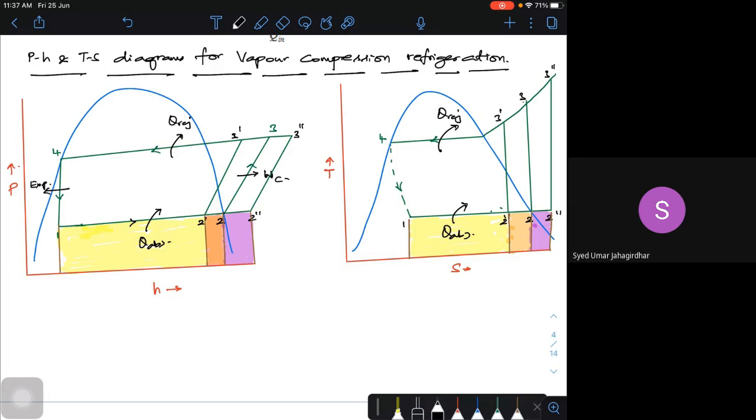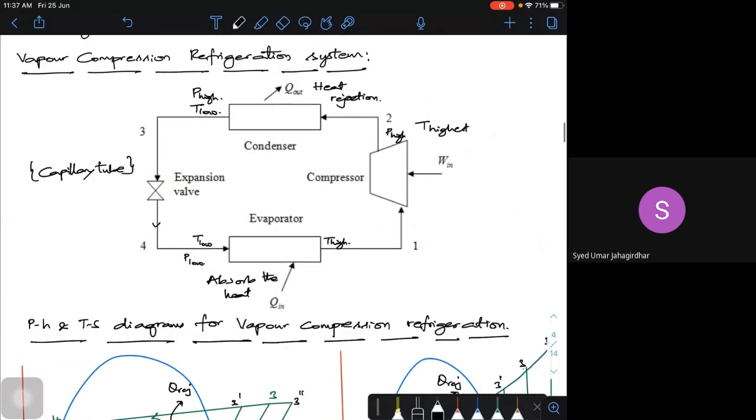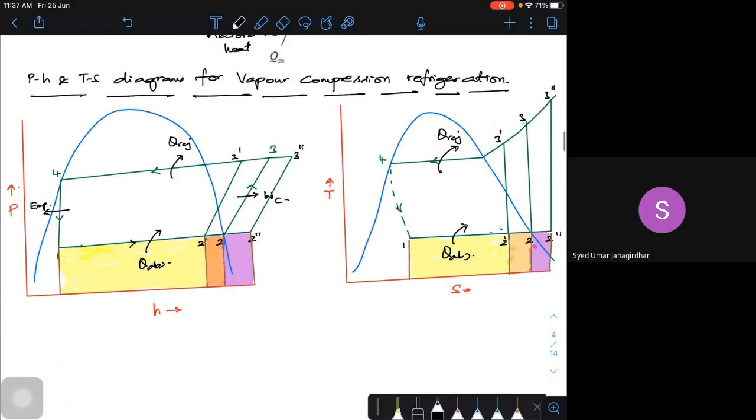So I have the evaporator at the bottom, at lower pressure, and your compressor and your condenser at higher pressure. The expansion valve is in between high pressure and low pressure. This is a simple block diagram, and then you have to put the PV, pH diagram and TS diagram and explain whatever I told. Is that clear?